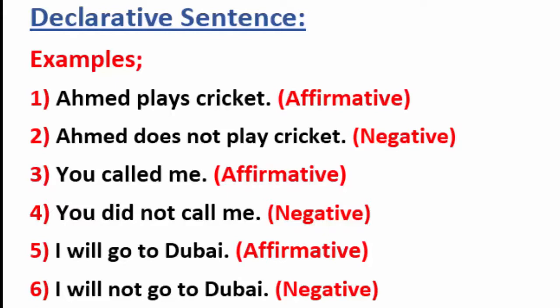Example number 5, I will go to Dubai. This is an affirmative sentence. And example number 6, I will not go to Dubai. This is an example of negative declarative sentence.